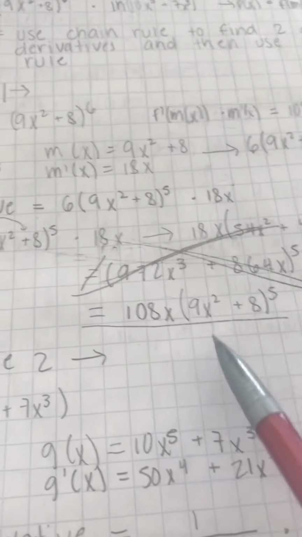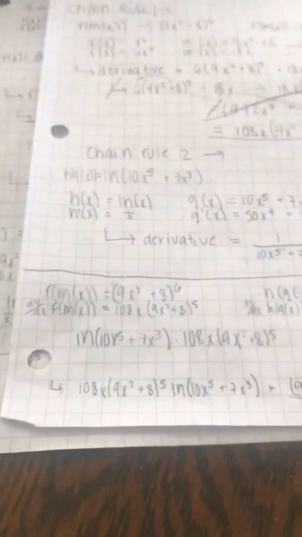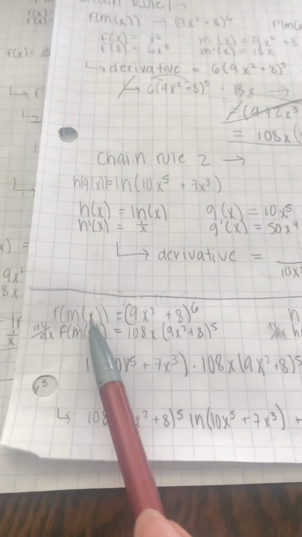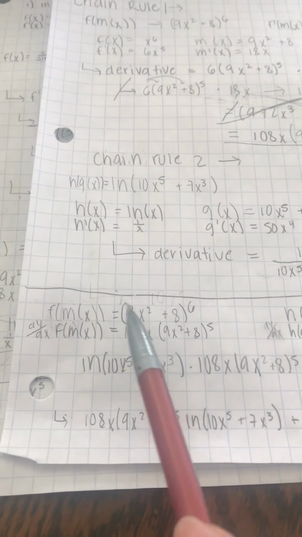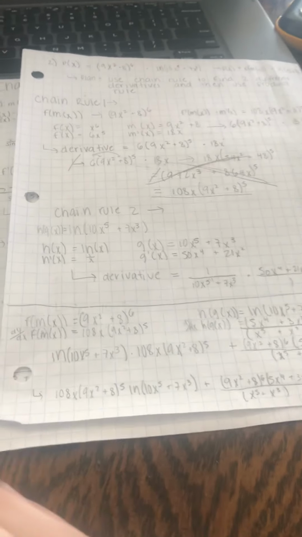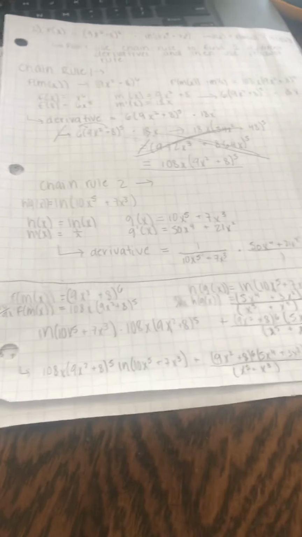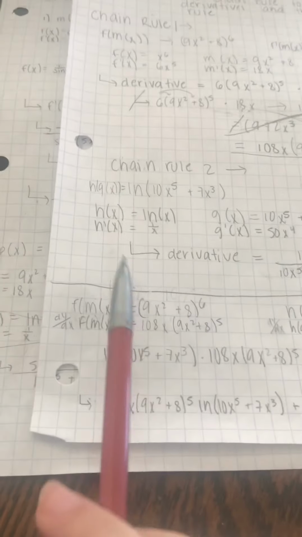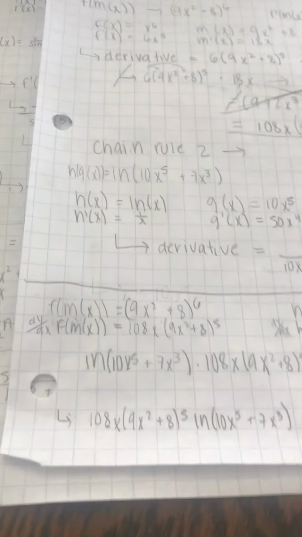And now that I have the derivative of this part of the function and the derivative of that part of the function, I can actually use the product rule to do the derivative of the whole function, which is where I think it got really messy, which is why I saved this one for the last one to go over.